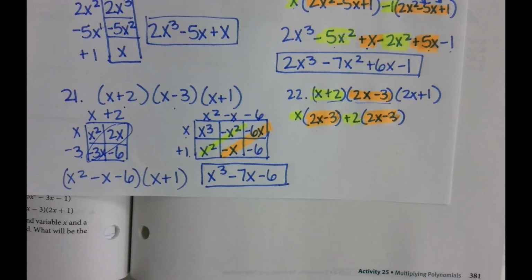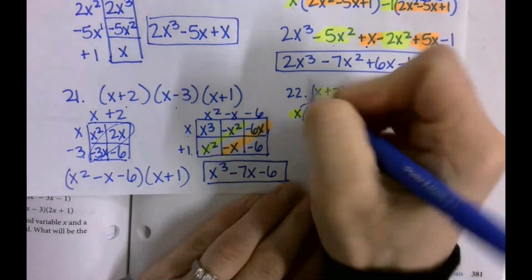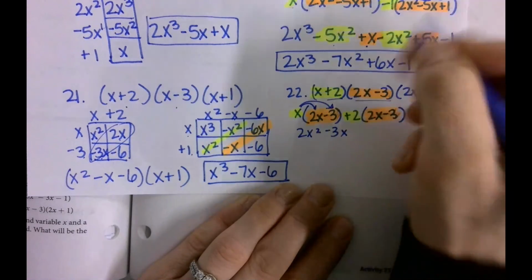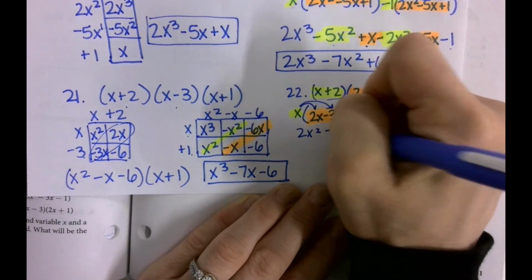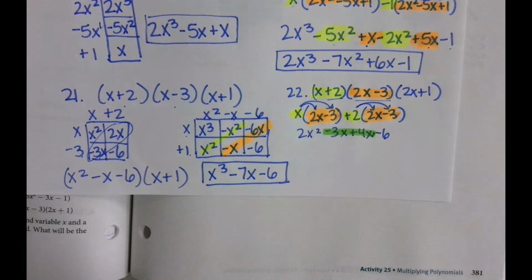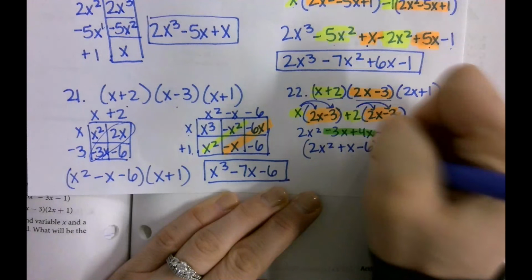All right, then distribute. x times x is x squared. x times negative 3 is negative 3x. 2 times x is plus 2x. 2 times negative 3 is negative 6. Combine your like terms. Negative 3x plus 2x is negative x. So our answer is x squared minus x minus 6. Now I need to bring down this third binomial.